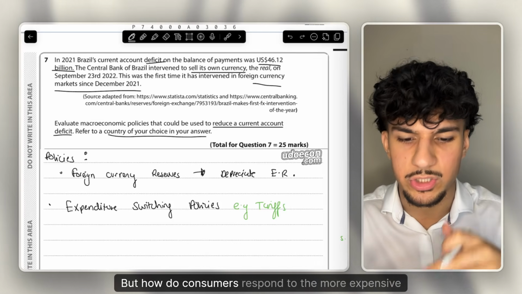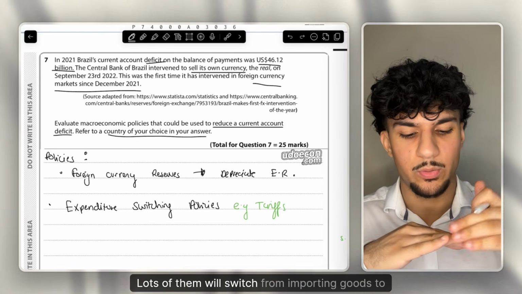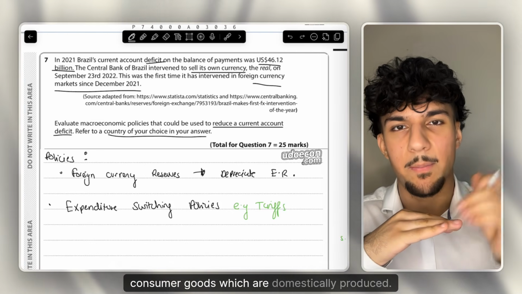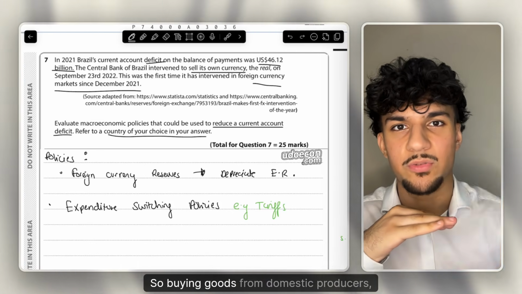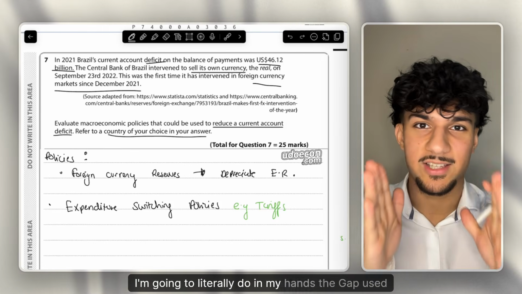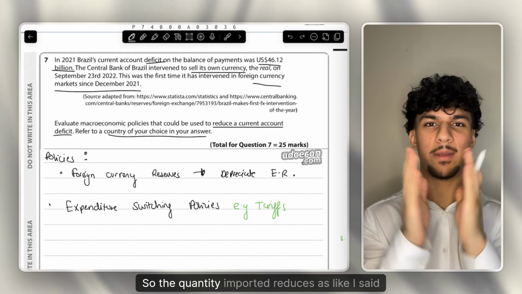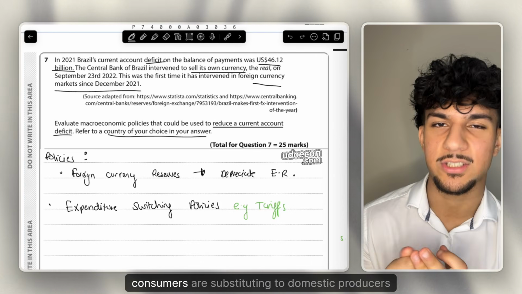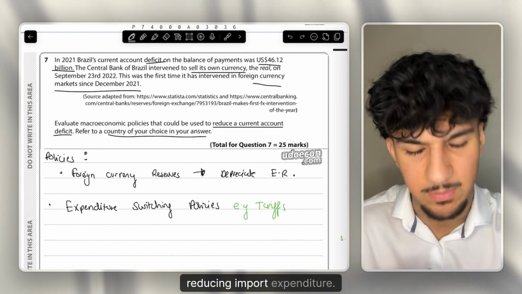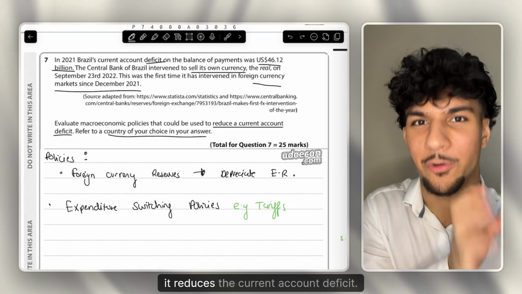But how do consumers respond to the more expensive imports? Lots of them will switch from importing goods to now consuming goods which are domestically produced. So buying goods from domestic producers, which, if you can imagine on the diagram, I'm going to literally do it with my hands. The gap used to be this, Q1 to Q4, and now the gap is this. So the quantity imported reduces. Like I said, consumers are substituting to domestic producers instead of importing, thus reducing import expenditure. And like I said, at the end of the chain, it reduces the current account deficit.